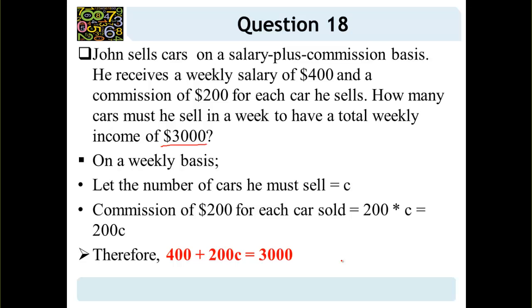Now, when you add the fixed salary, which is 400, plus the variable salary, which is 200C, you will now have 3,000. And then you solve for C and find out how many cars he needs to sell in order to make that amount, 3,000 for the week. Okay?